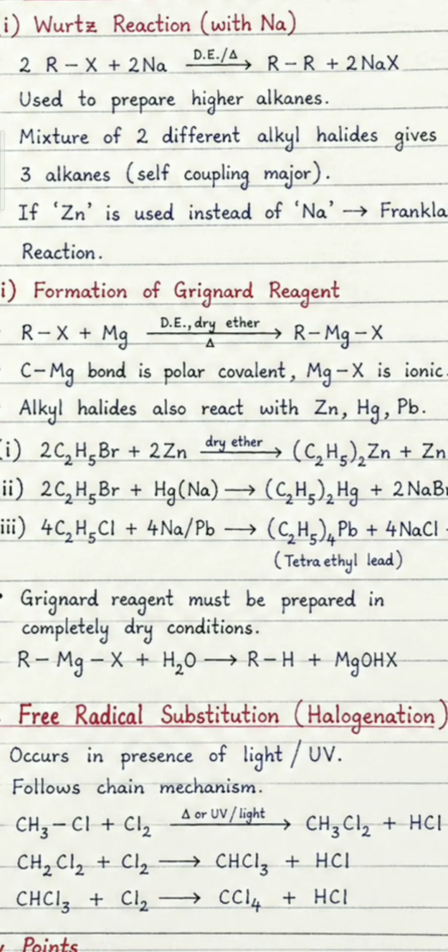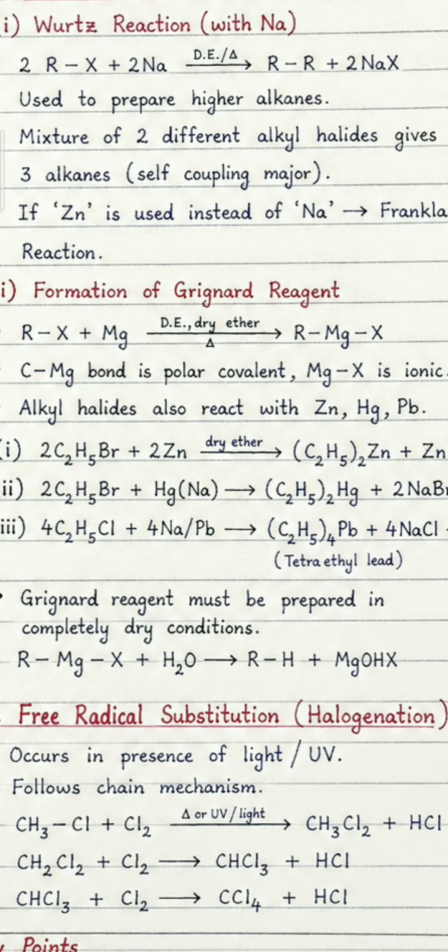Next, reaction with metals, Wurtz reaction. When alkyl halides are treated with sodium in the presence of dry ether, it gives alkanes. It is used to prepare higher alkanes. And a mixture of two different alkyl halides gives 3 alkanes. If zinc is used instead of sodium, it is called the Frankland reaction. If we treat alkyl halide with zinc in the presence of dry ether, it is called the Frankland reaction.